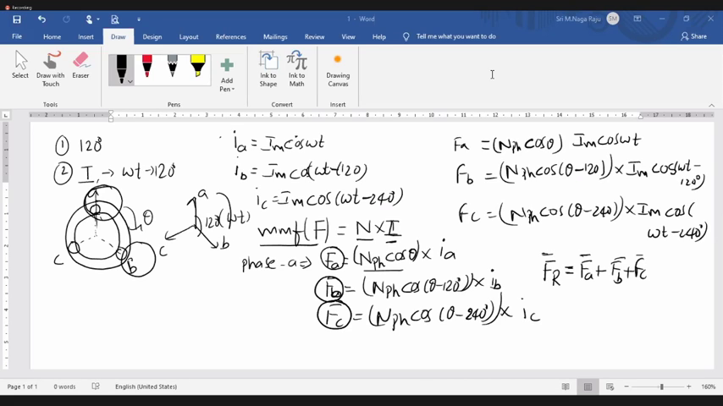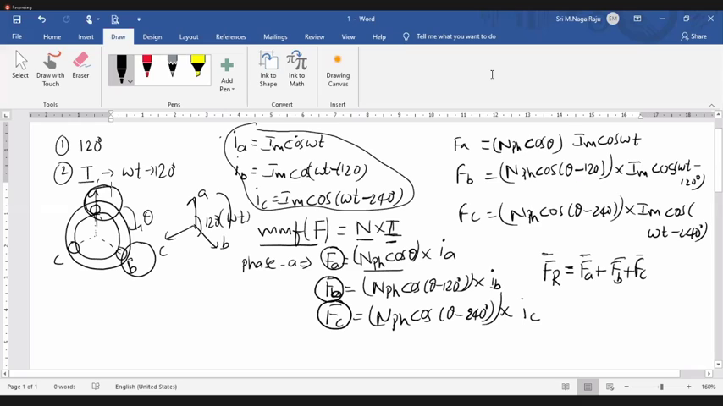Write down. Let us consider IA, IB, and IC are the phase currents. Then IA equal to I maximum cos omega t, IB equal to I maximum cos (omega t minus 120), IC equal to I maximum cos (omega t minus 240).